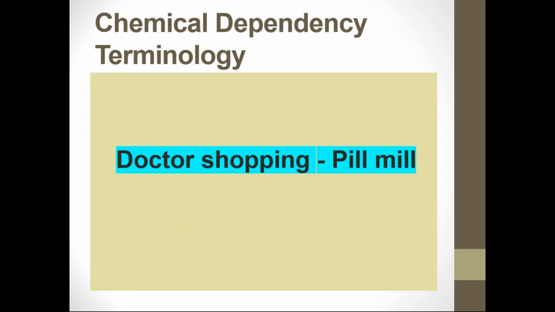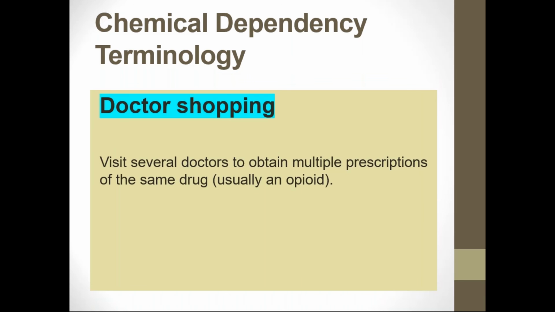Doctor shopping and pill mill. These are terms that people may use in chemical dependency. And if you don't know what this means, you may be really confused because what's doctor shopping? Like, I'm going to go to a supermarket and buy a doctor. So I'll explain what that means. Doctor shopping means to visit several doctors to obtain multiple prescriptions of the same drugs, usually an opioid.